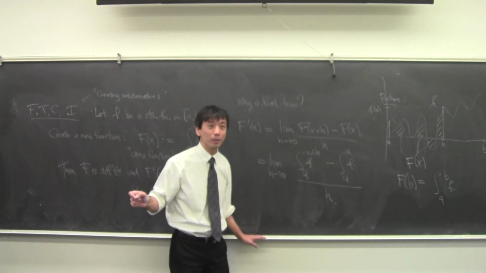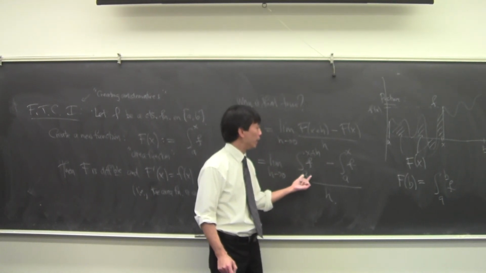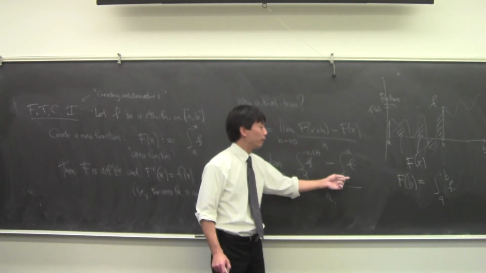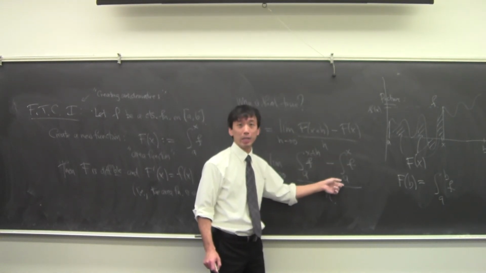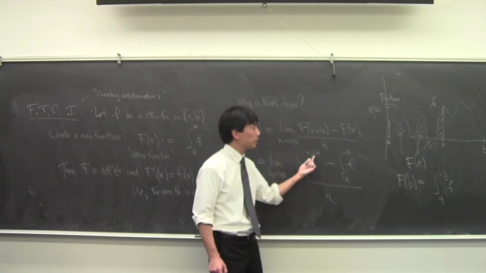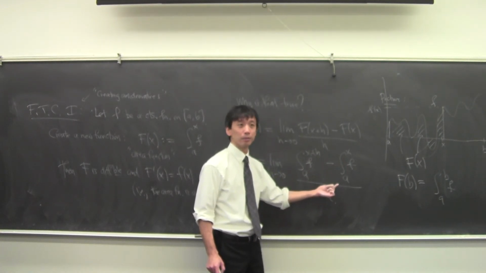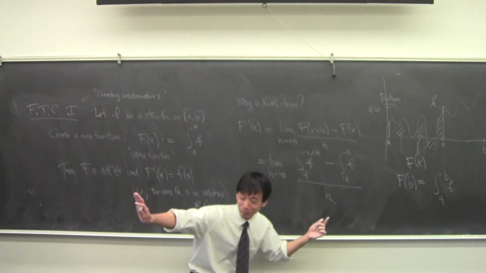Okay, now let's think. The integral of little f from a to x plus h minus the integral of little f from a to x. Can anybody express that more simply? The integral from a to x plus h minus the integral from a to x. Don't blurt it out.